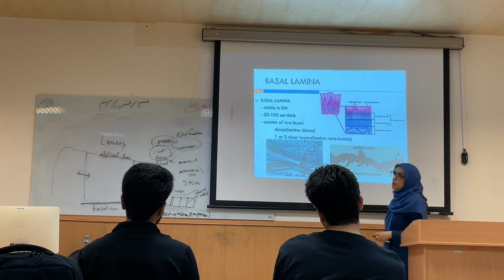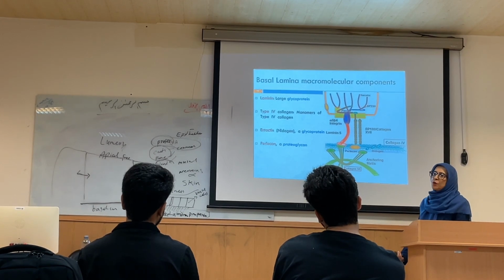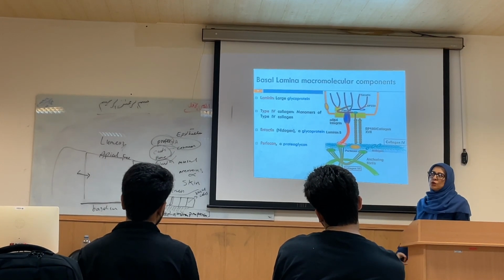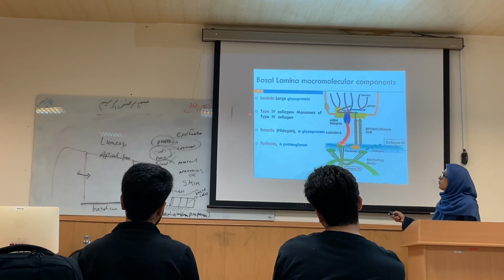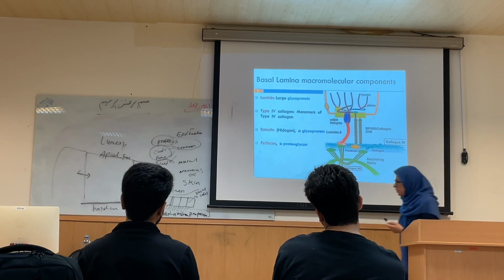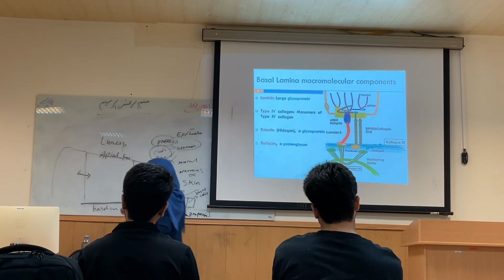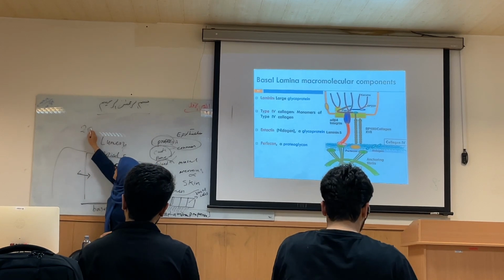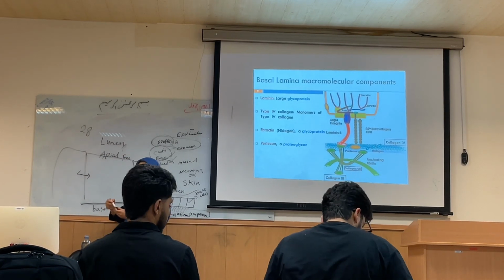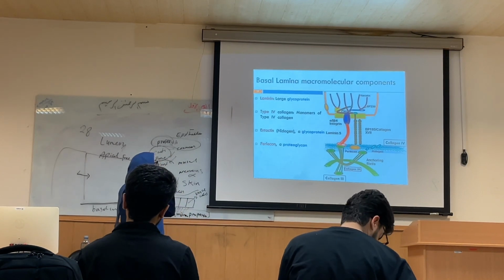The basal lamina mostly includes some macromolecules. Lots of proteins, glycoproteins, and proteoglycans are in this part. The most important of them is collagen. Collagen, which we know about in the connective tissue, until now has 28 types, numbered with Roman numerals: 1, 2, 3, 4, and so on.